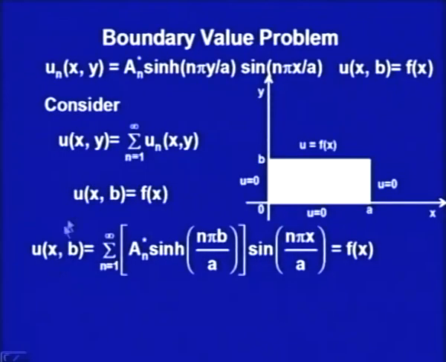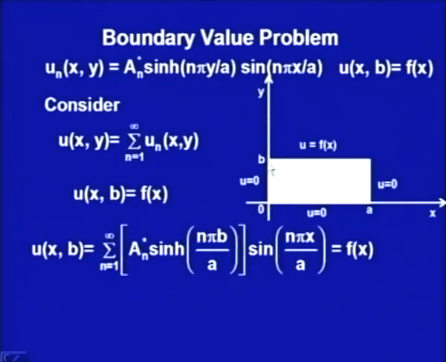So, for u(x, b), if I use this u_n(x, y) and put y equal to b, what I would get is a_n star sinh(n pi b over a) into sin(n pi x over a) is equal to f(x). Now, from here, what this says is that this coefficient a_n star sinh(n pi b over a) must be the coefficient of the Fourier sine series of f(x).